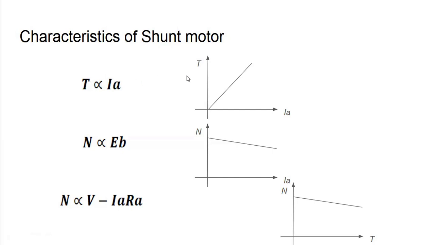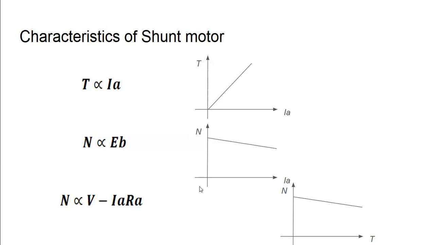So when we plot the torque against Ia, since this is going to be a linear relation, we will be getting a linear straight line. So as Ia is increasing, torque is going to increase in a linear manner. So this is going to be the torque versus Ia characteristics for shunt motor.